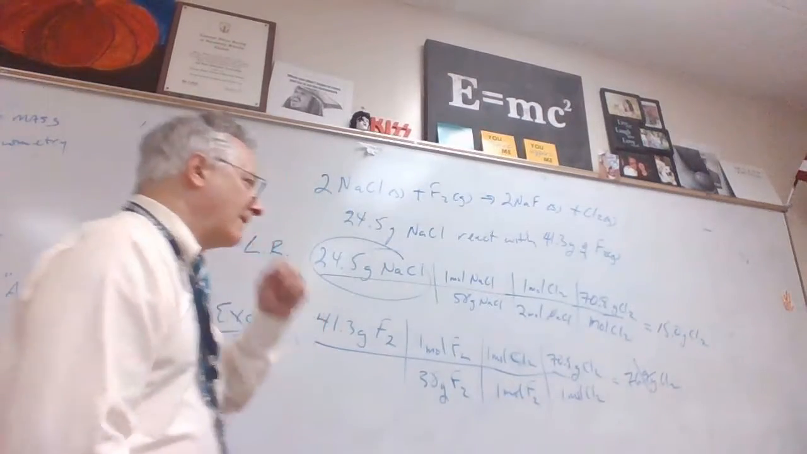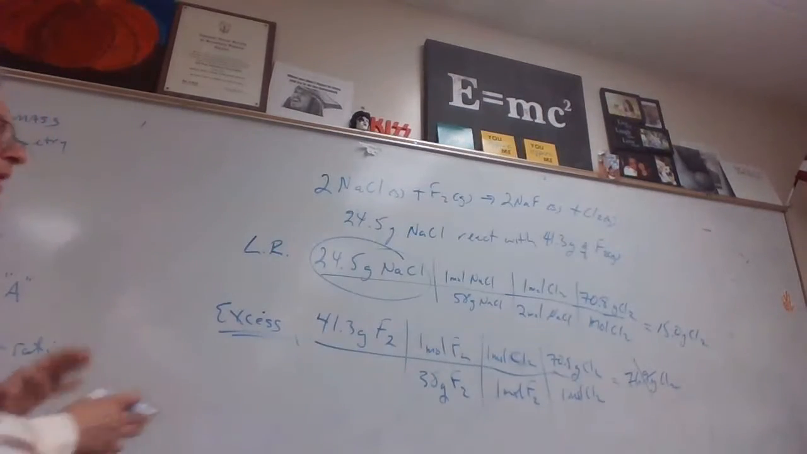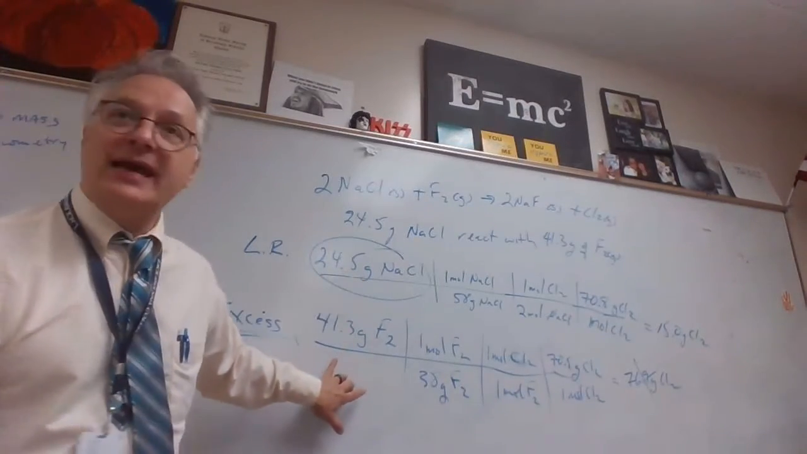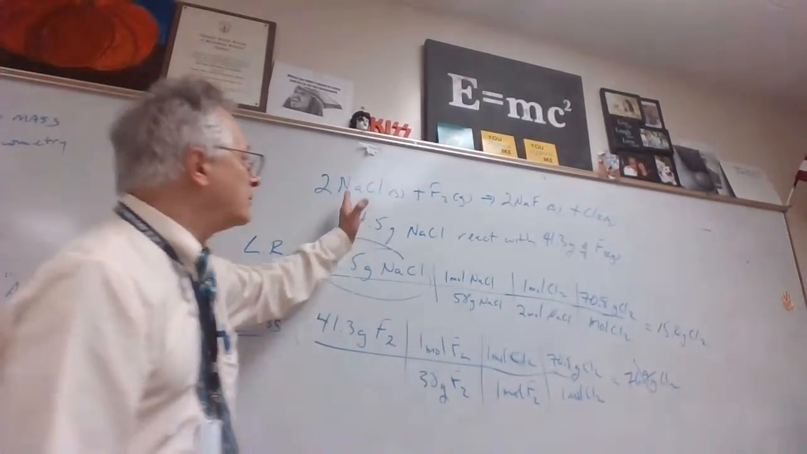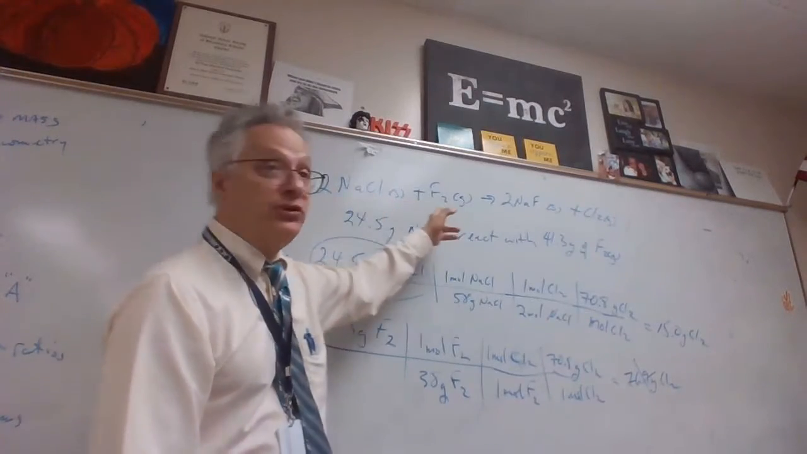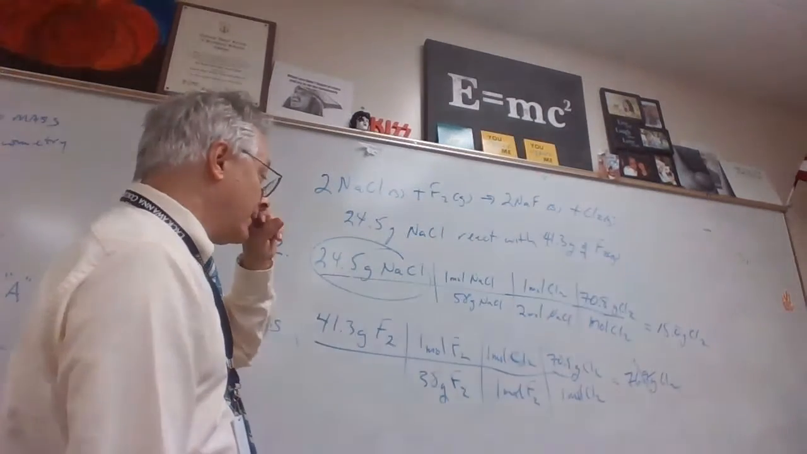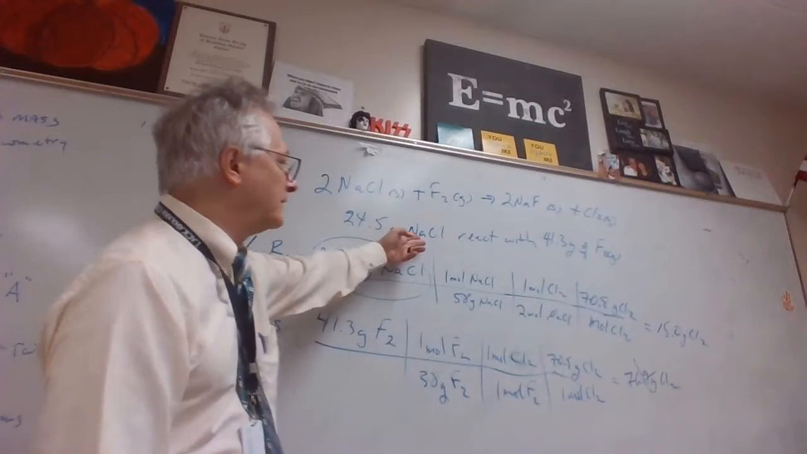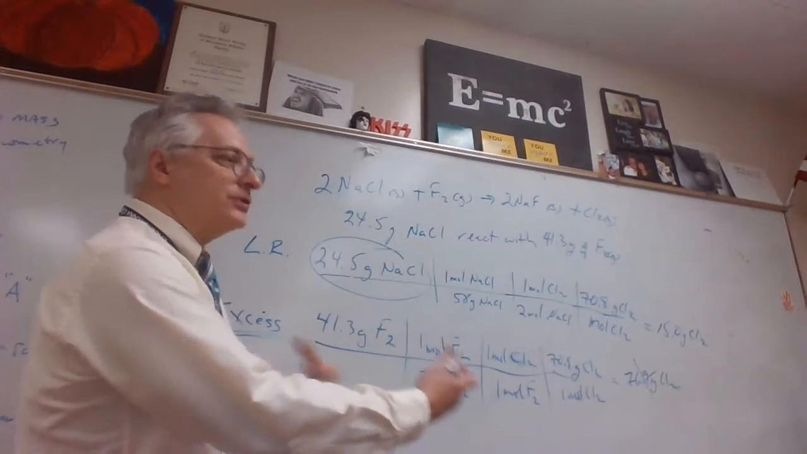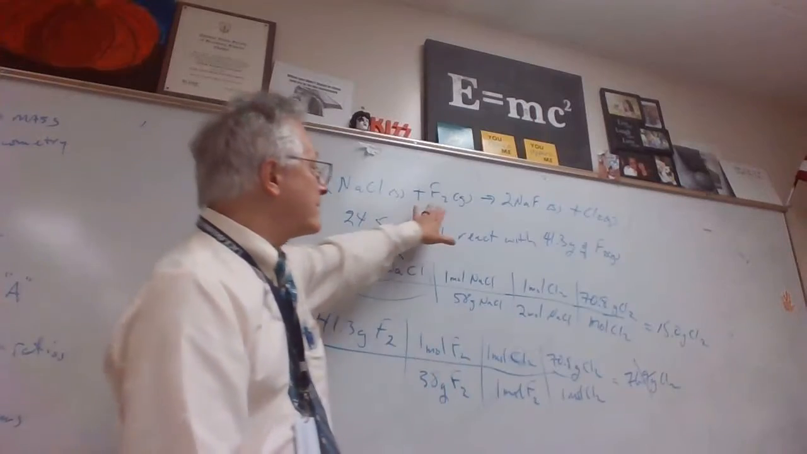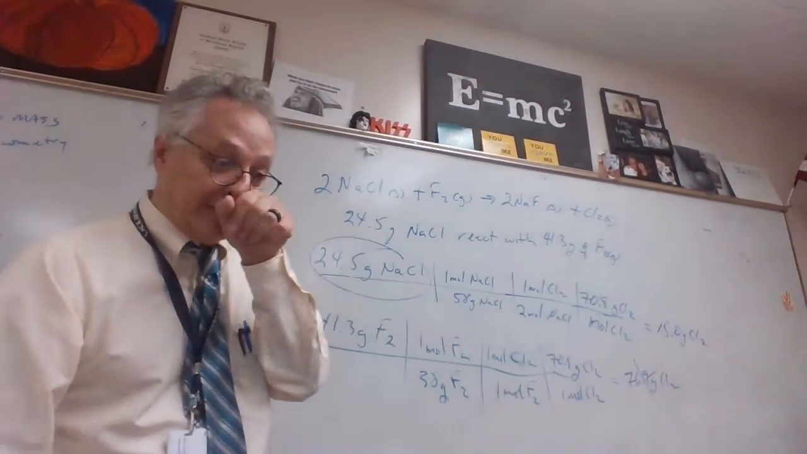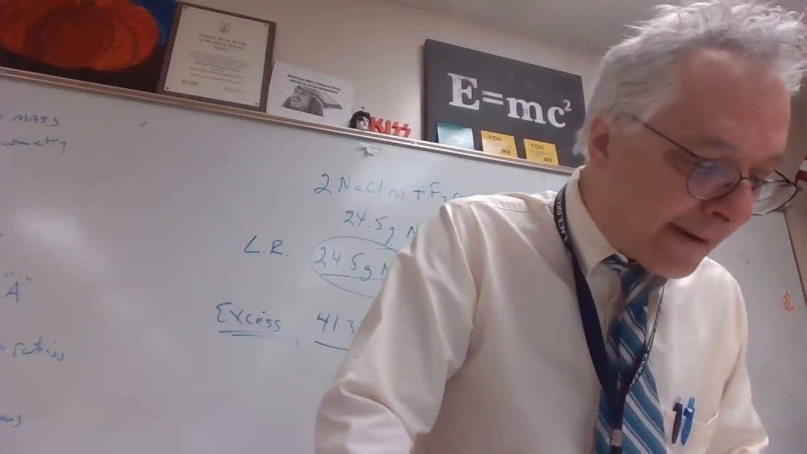Now, what's kind of interesting is we could use stoichiometry here to say, well, how much of the excess one is left over? Because remember, stoichiometry allows us to compare the two reactants as well. So you could say, well, I've got 24.5 grams of sodium chloride and 41.3 grams of fluorine, and do the stoichiometry based on that and figure out how much of the excess reactant is used up and how much is left over. So it's pretty straightforward.